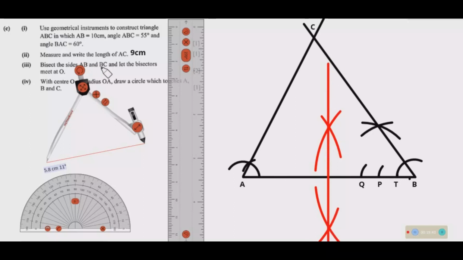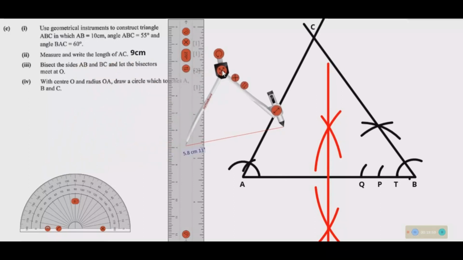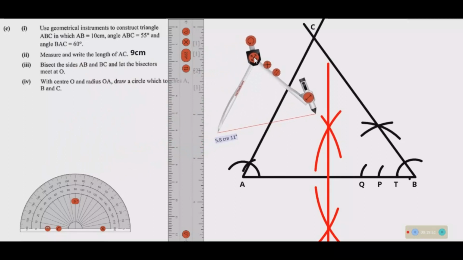Now we go to BC and construct the bisector. So what we're going to do is bisect this. We are bisecting BC, that means this line.